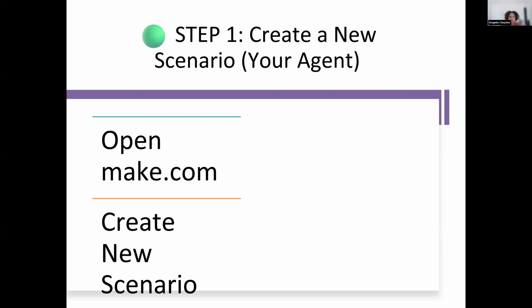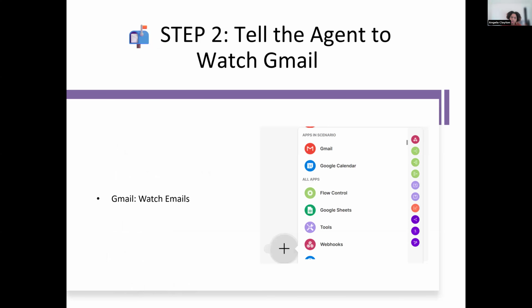So the next thing that we're going to do is open make.com, and you're going to create a new scenario. I'm going to let you all do this part. I have screenshots, but I want to make sure you all can do this part. And then the next step is there's a big plus button in the middle of your screen. You're going to click on that plus button and go to Gmail. You'll see it in the top area of your screen where it says Gmail. And you're going to say watch emails.